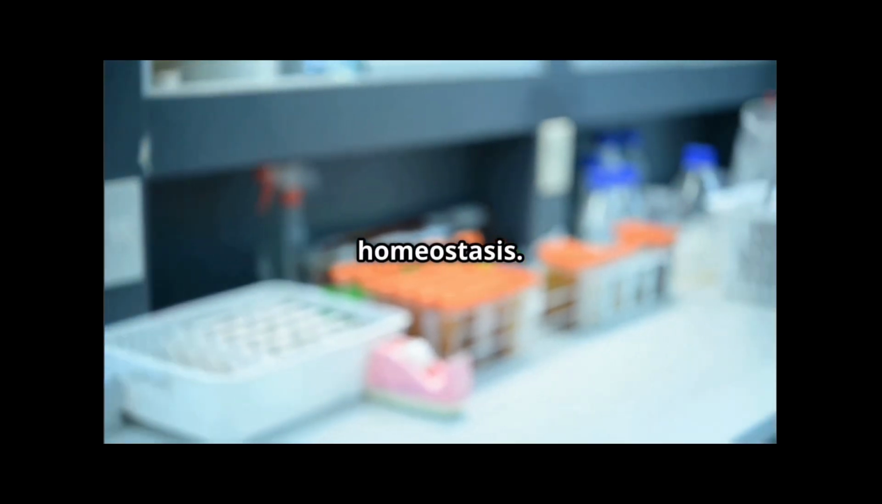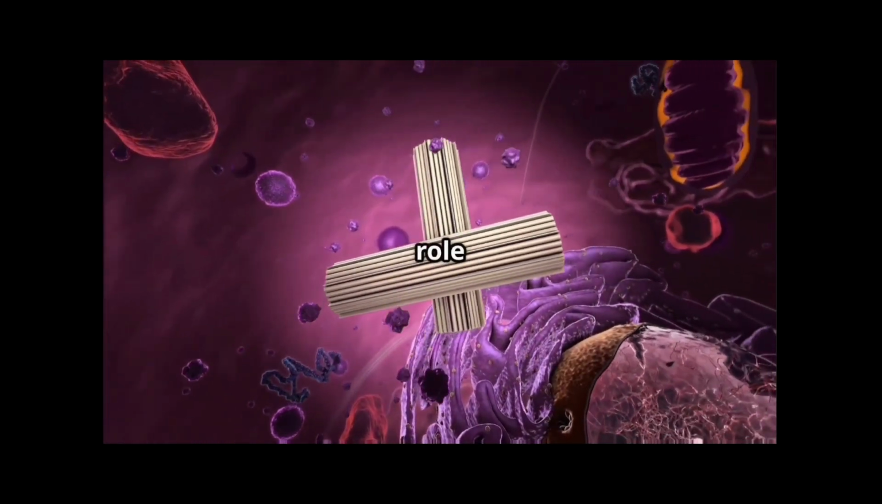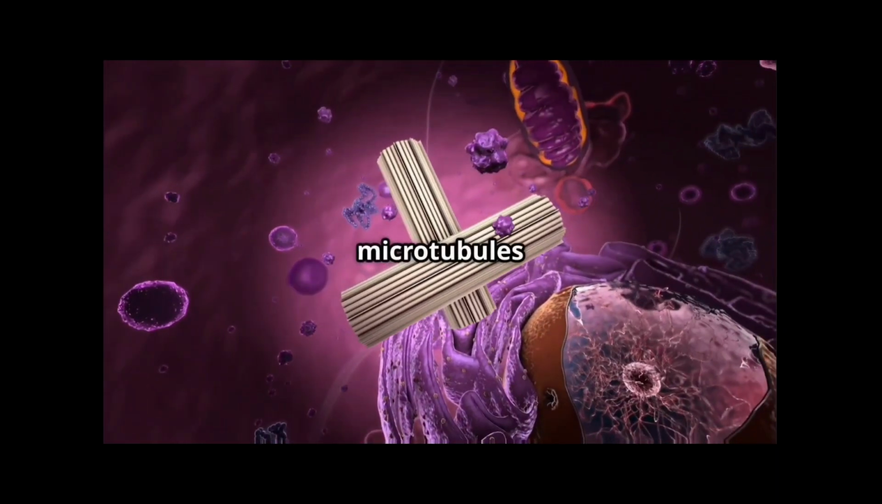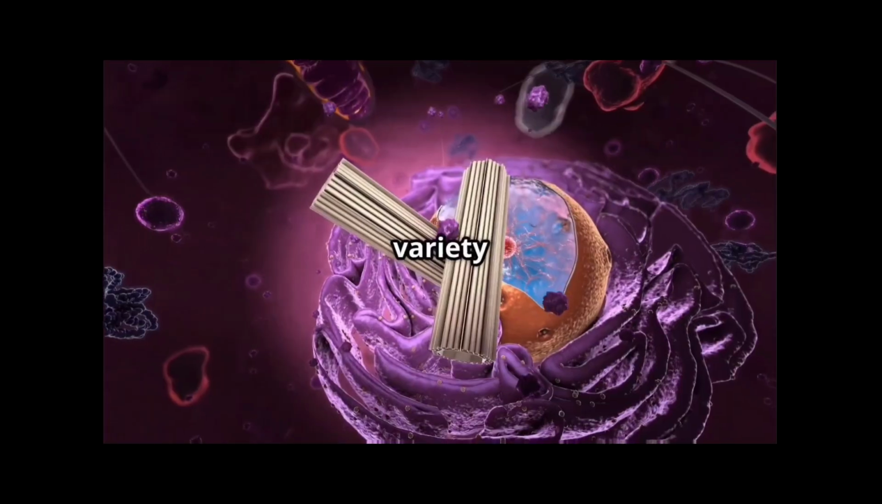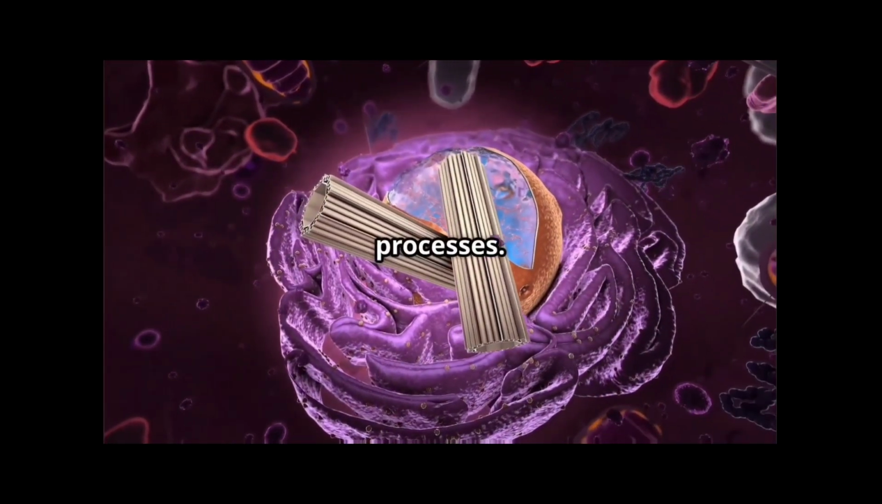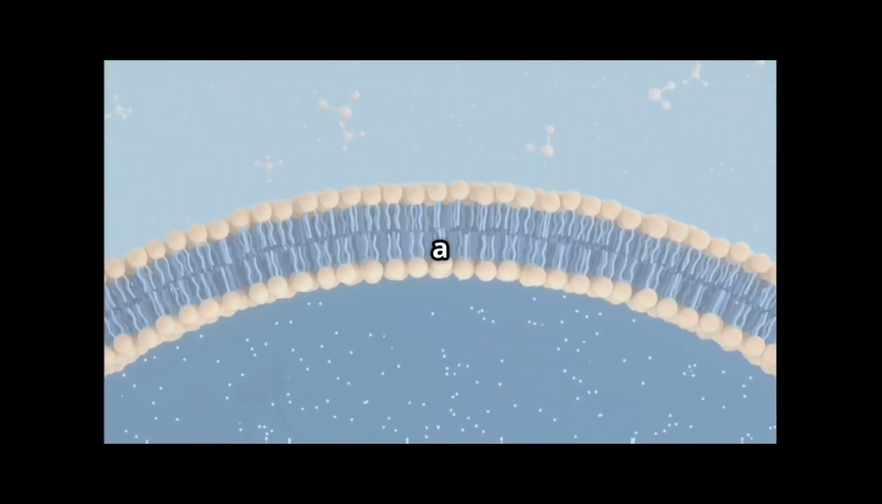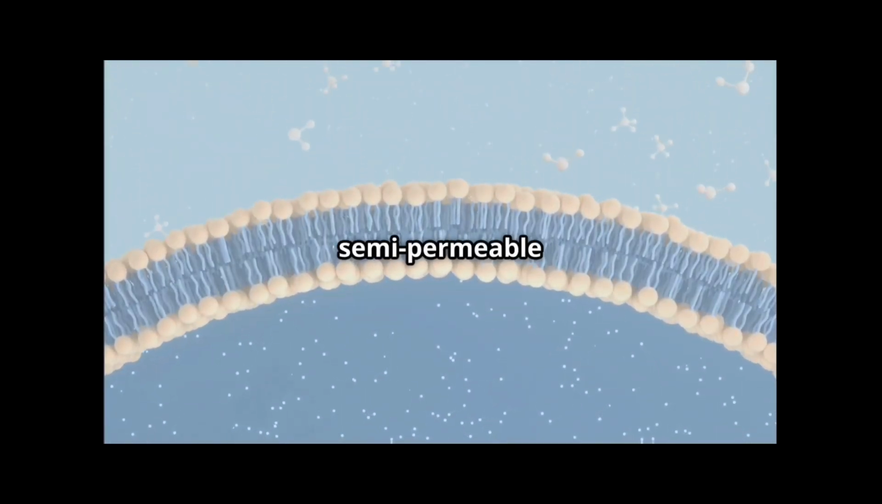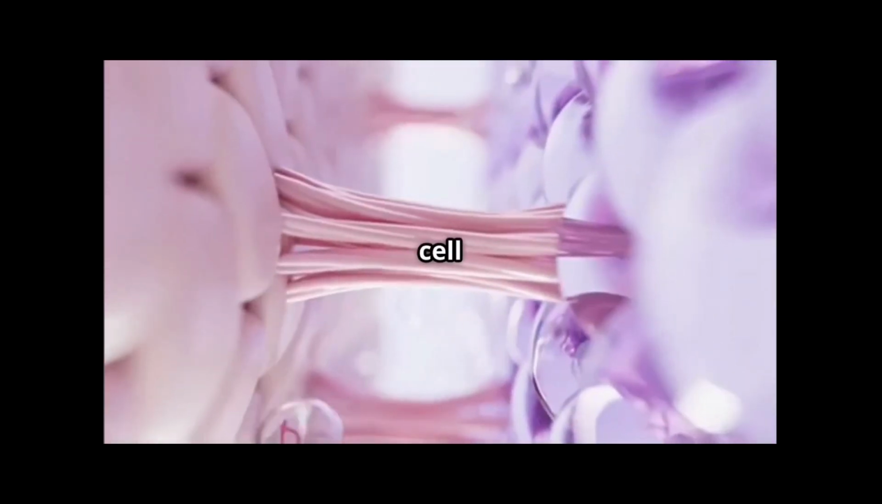The centrosome is an essential organelle that plays a central role in organizing the microtubules that make up the cytoskeleton and is involved in a variety of other cellular processes. It is composed of two centrioles and a surrounding matrix of proteins, and its dysfunctions can lead to a range of diseases.